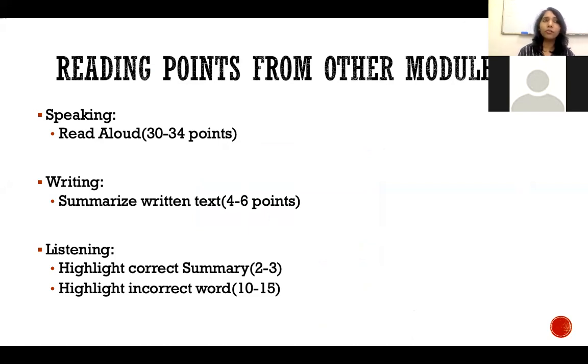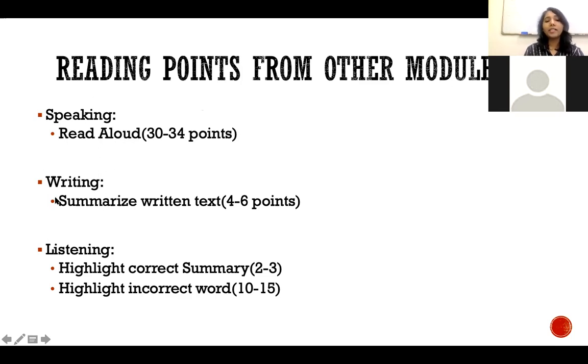I know reading is kind of difficult for a lot of students. PTE reading is a difficult question type for many students, but this is how you can get your reading points from other modules. From your speaking, the question type read aloud can transfer about 30 to 34 points towards your reading. So this should be a big priority for you, to get as many points as you can from read aloud.